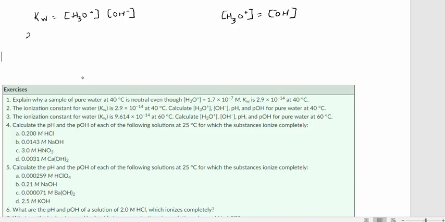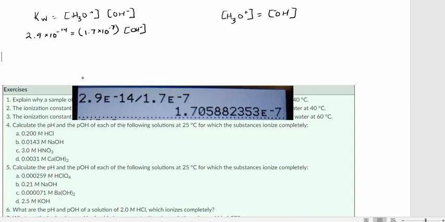So since we're given our Kw and our hydronium ion concentration, let's calculate our hydroxide ion concentration, see if they're equal. When I put that into the calculator, I get a hydroxide ion concentration of 1.7, and in my calculator it's actually 0.588, etc. But 1.7 times 10 to the negative 7. That meets our neutrality definition.